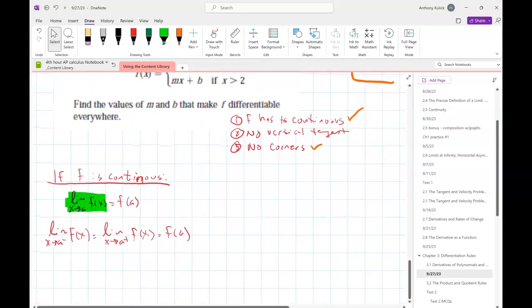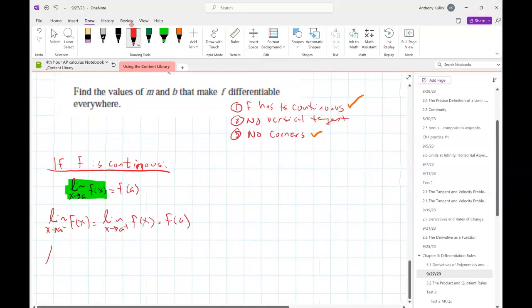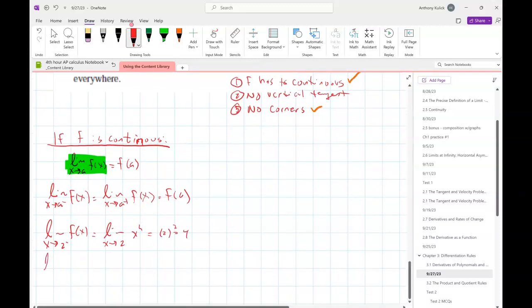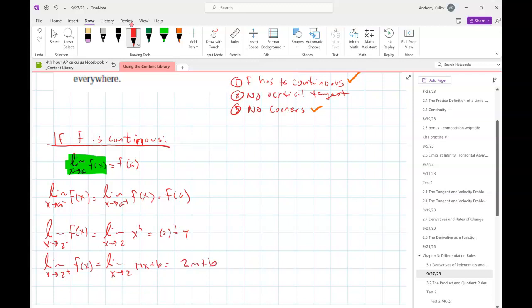Okay, so let's do this now. The limit as x approaches 2 from the left of f of x is just going to be the limit as x approaches 2 of x squared, which is 2 squared, which is 4. The limit as x approaches 2 from the right of f of x is just the limit as x approaches 2 of mx plus b, which is just going to be 2m plus b.